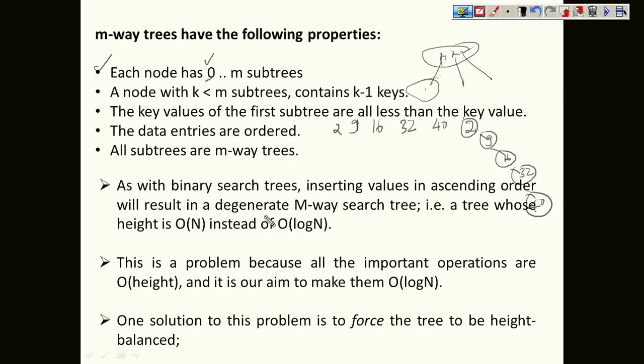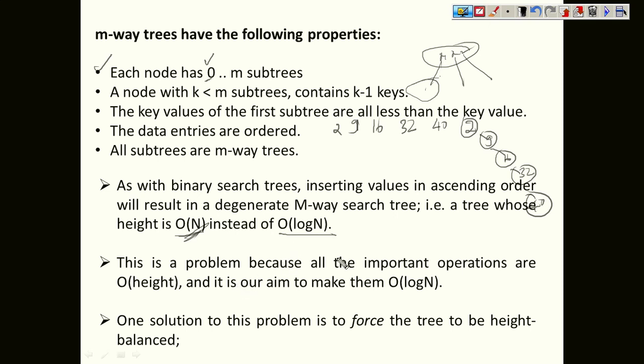Similarly, the M-way search tree can also be degenerate, and the height of the tree can go up to order of n instead of log n. Log n is the scenario when we are able to make our tree balanced. So the M-way search tree is also not a balanced tree, and if the keys are inserted in ascending order, it may extend towards one direction and make the tree of this much order. We always want to make our tree balanced so that the height will be log n.